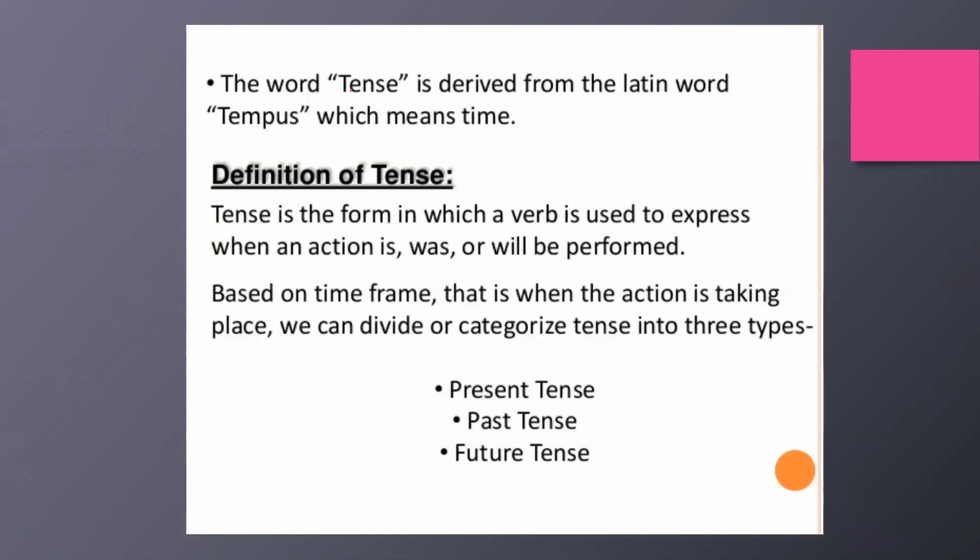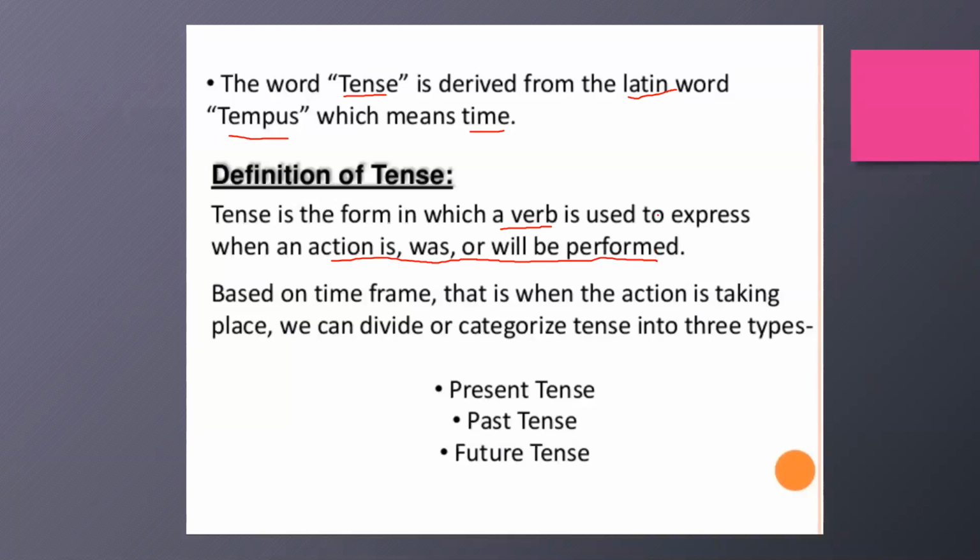Tenses is a word derived from the Latin word tempus, which means time. So, tenses means what? Time, right? Tense is the form in which a verb is used to express when an action was or will be performed.